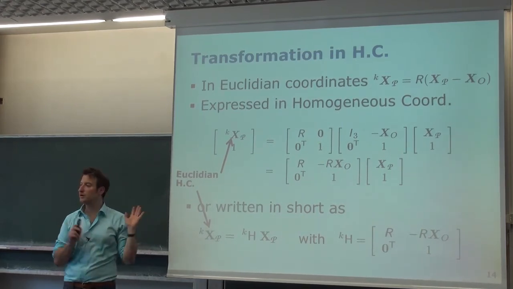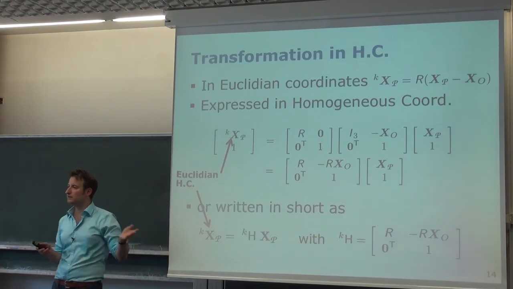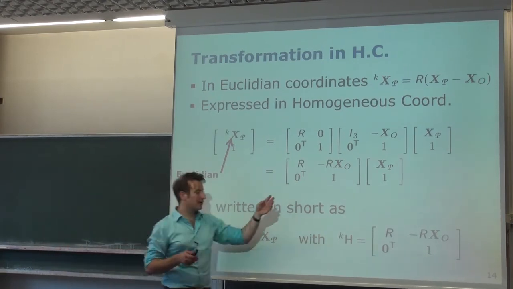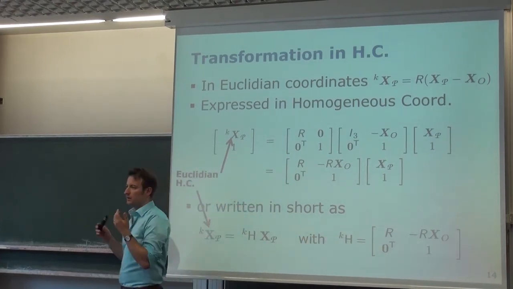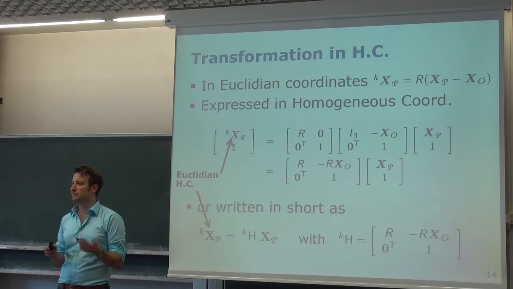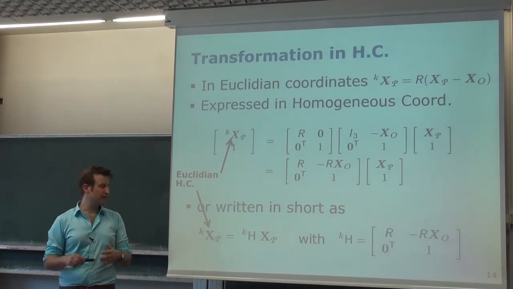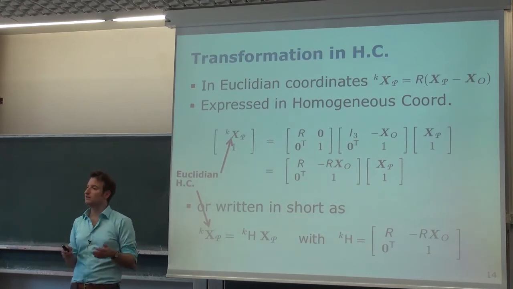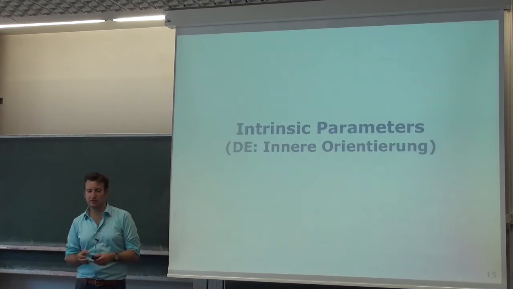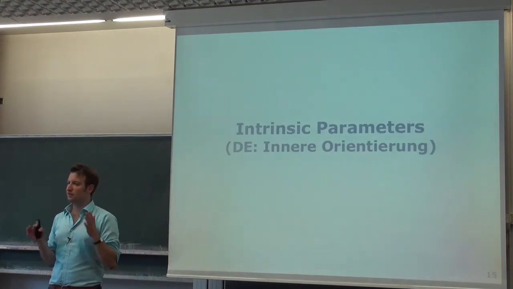Okay, but that's it. We're also done. So we've specified the transformation from the world coordinate system to the camera coordinate system. It's a rigid body transformation, 6 degrees of freedom, and it's clearly invertible. So that part is done. Let's look to the intrinsics, or the innere Orientierung. So this is all the remaining part.